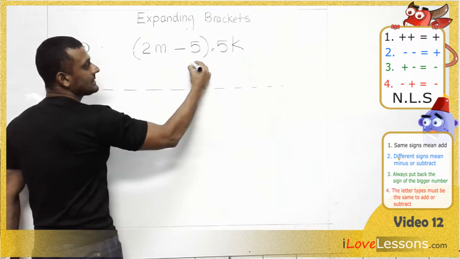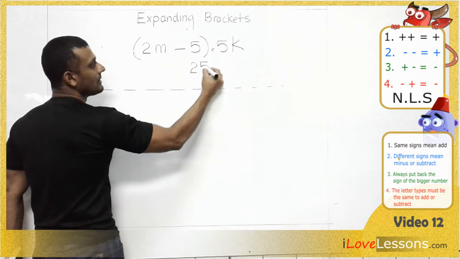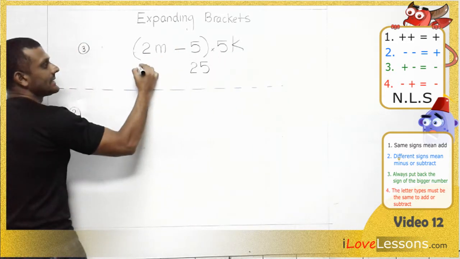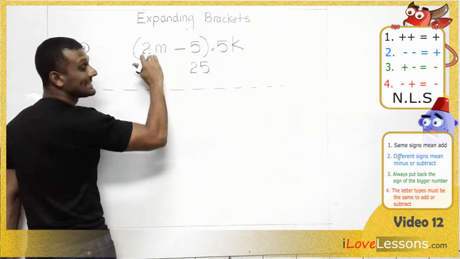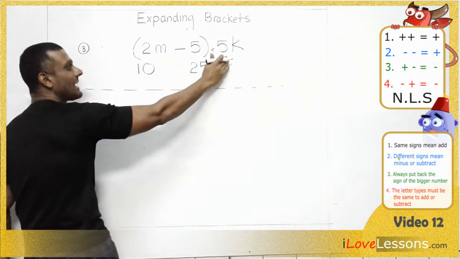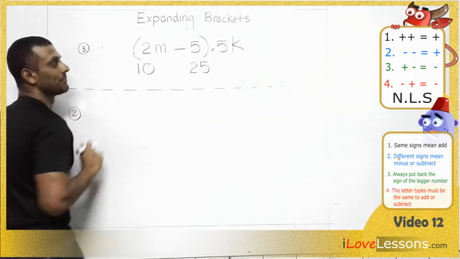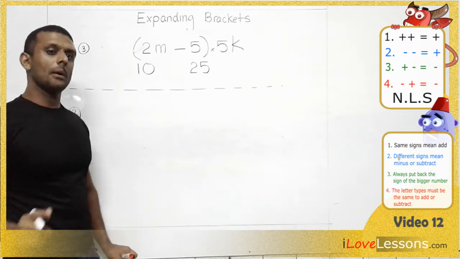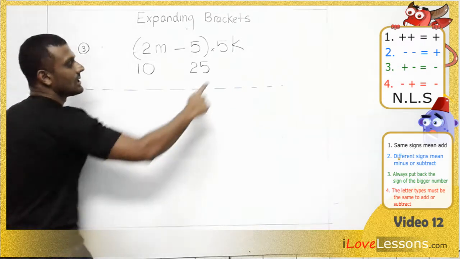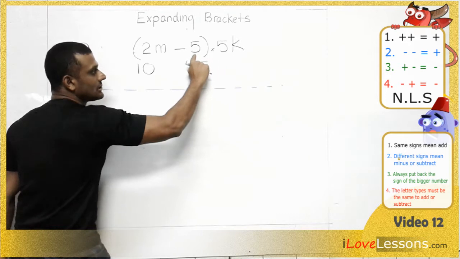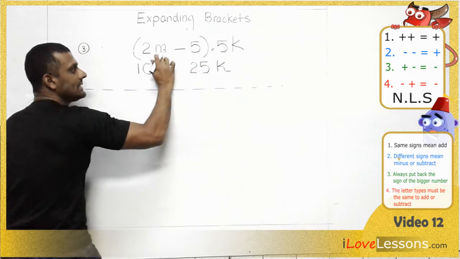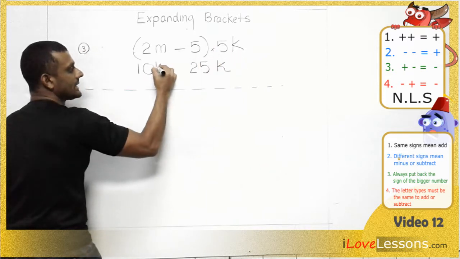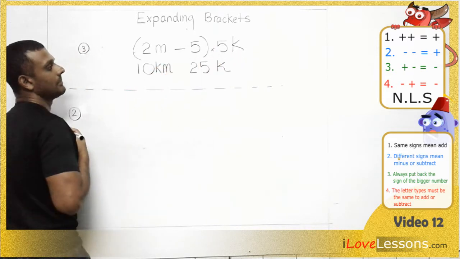5 by 5 is 25. 5 by 10 is 2. Sorry, 5 by 2 is 10. I mixed myself up here. So 5 multiplied by 2 is 10. So we're finished with the numbers. Who's next? The letters. When we were multiplying these two, the letter was K. When you multiply these two, we have K and M. So we put the K and the M.